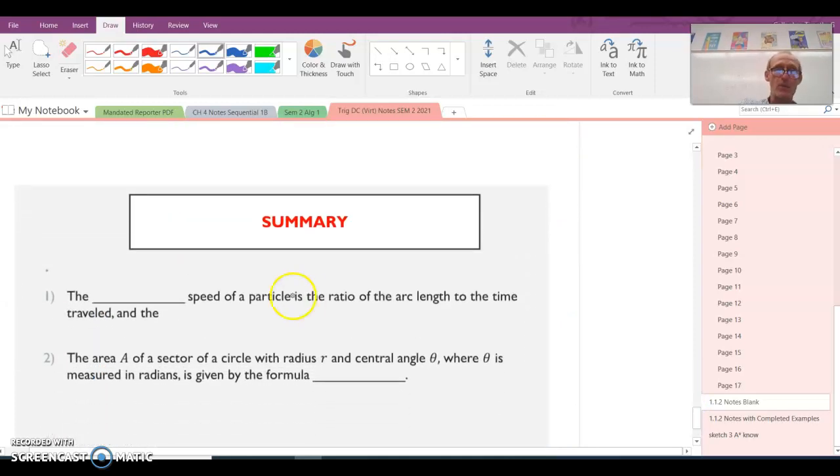Okay, the angular speed of a particle is the ratio of the arc length to the time. That's the angular speed. And the area of a sector is r squared times theta in radians divided by 2. All right, that's 1.1 C and D, mostly 1.1 D. Okay, all right, watch the video, stop it if you need to, take your time, do your thing, get your assignment done.